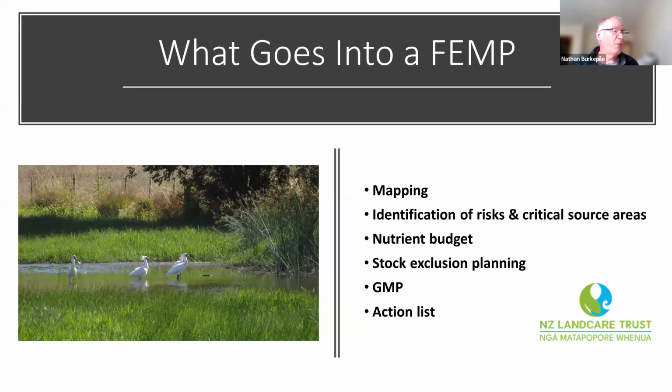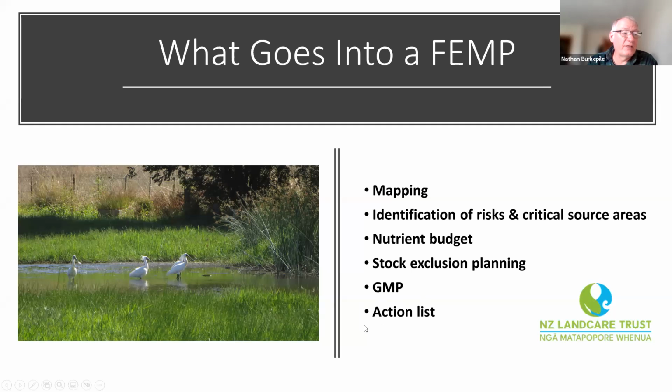Most of you probably haven't dealt with a farm environment management plan in Northland, but you'll sit down with Beef + Lamb or a consultant, and this is what you usually put together. You do a mapping exercise that identifies a lot of things, including wetlands. You identify risk on your property and critical source areas. You develop a nutrient budget based on Overseer, and then stock exclusion planning. And then usually, if you've got a good provider, you put together a list of good management practices that you're going to implement on your property.